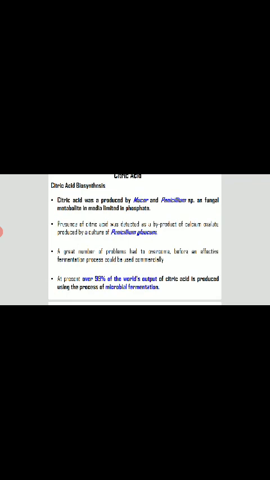Now, when we talk about citric acid biosynthesis, citric acid was produced by Mucor and Penicillium species as a fungal metabolite in media limited in phosphate. The presence of citric acid was detected as a byproduct of calcium oxalate produced by a culture of Penicillium glaucum. A great number of problems had to be overcome before an effective fermentation process could be used commercially. At present, over 90% of the world's output of citric acid is produced using microbial fermentation.